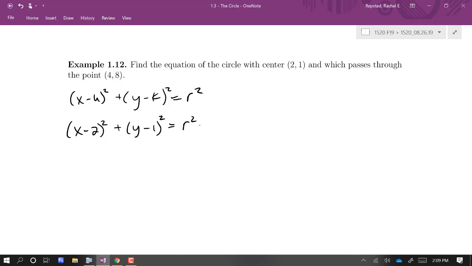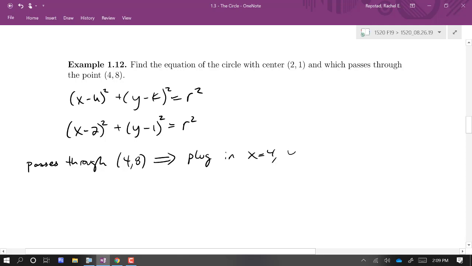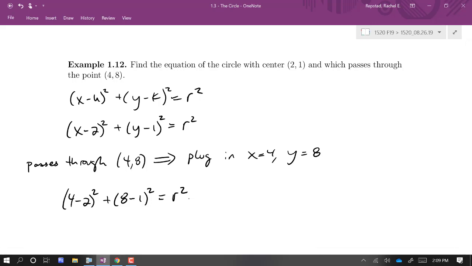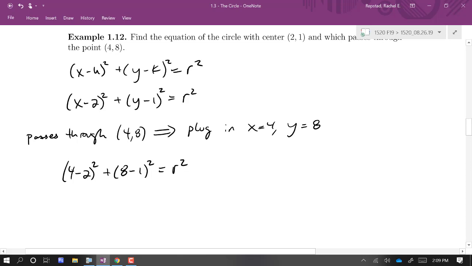So if I know that it passes through the point (4, 8), I can plug in x = 4, y = 8. So let's do that. We get (4 - 2)² + (8 - 1)² = r². Look, there's an equation that's all set up to just give me the value of r squared, which is the only piece of information I need to finish this problem. So 2 squared is 4, plus 7 squared is 49. So we get 53.